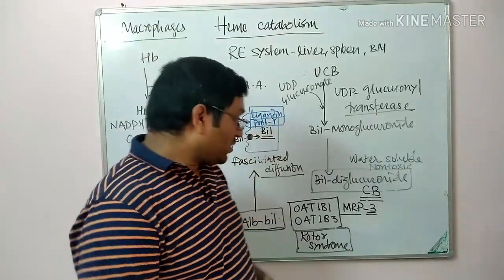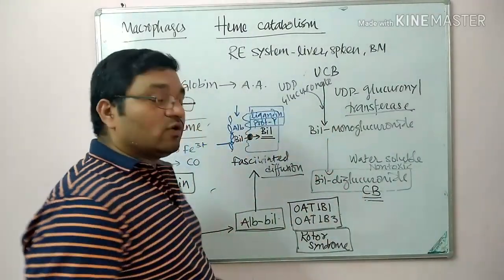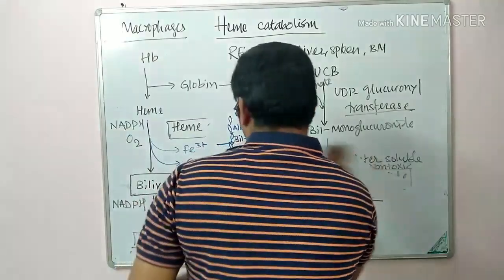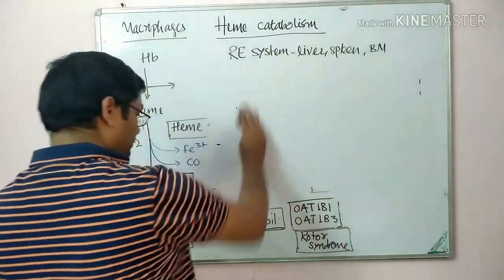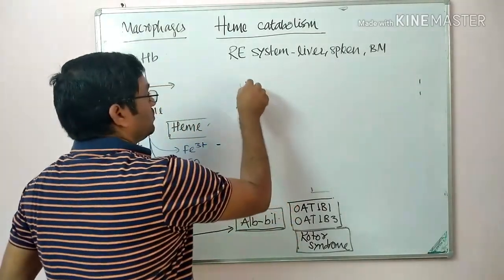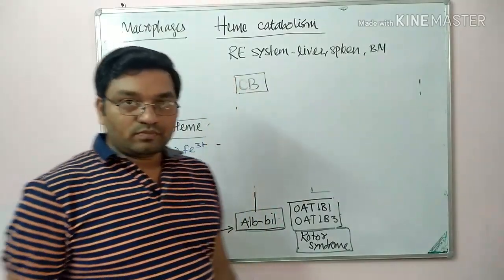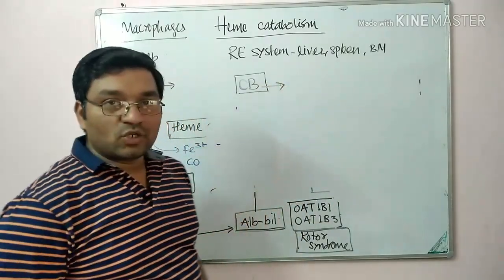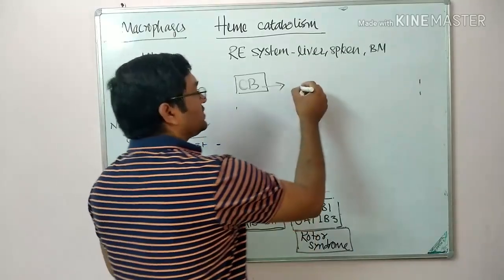Now coming to the third part of bilirubin metabolism, that is secretion of bilirubin into the bile. After the synthesis of conjugated bilirubin, this conjugated bilirubin is secreted into the bile canaliculi, and this secretion into the bile canaliculi is the rate limiting step.